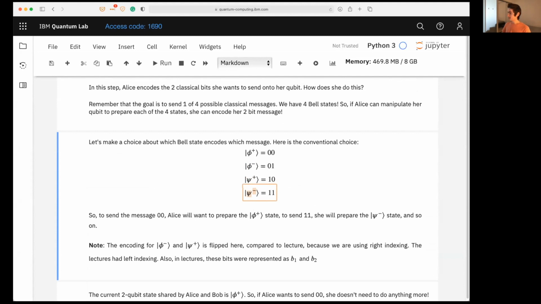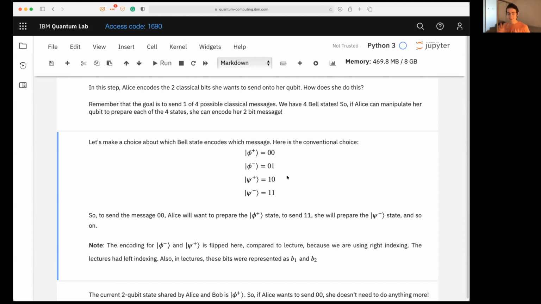So somebody asks in the chat, are the messages Alice might want to send represented using 1 qubit, or are the messages combined with Alice's qubit and Bob's qubit? Good question. We will get there later in the algorithm, but at the end of the day, Bob is going to have both qubits to come up with his answer.